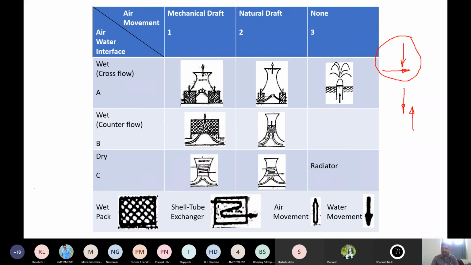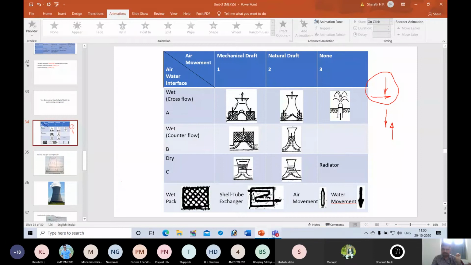So that means the direction is perpendicular, mutually perpendicular. Cross flow. Okay, what do you call this? Flow in opposite direction. Second one, this is the counter flow. This is cross flow. If the flow direction is mutually perpendicular, that is the cross flow. If the flow direction is opposite to one another, that is the counter flow.